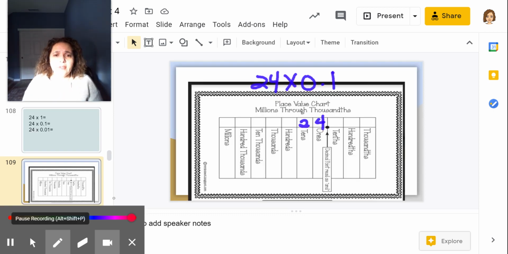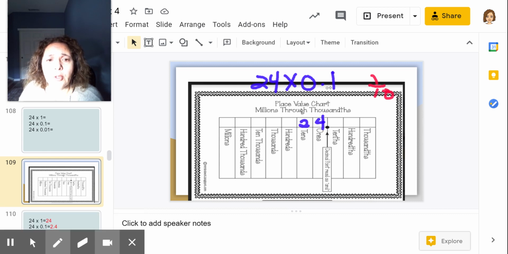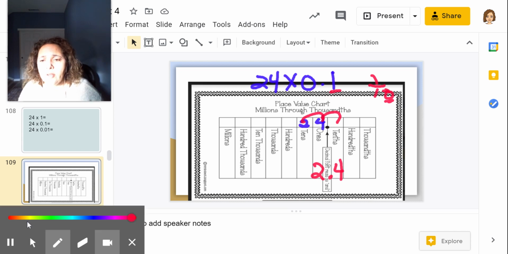All right, so here's my place value chart, and I put my 24 in there where it belongs. I need to multiply it by 1/10, so I know it's going to get smaller, right? They're all going to shift over one place. The 4 is going to shift here, and the 2 is going to go there. So it's going to become 2.4. I'll go back to my other slide and put it in there.